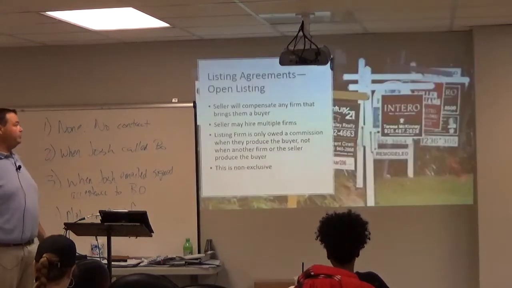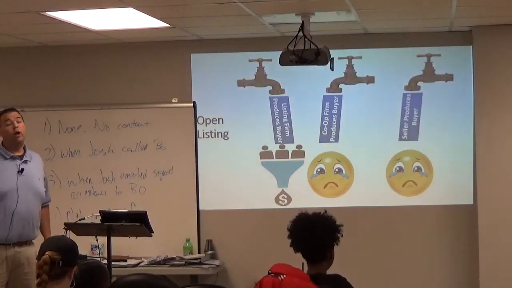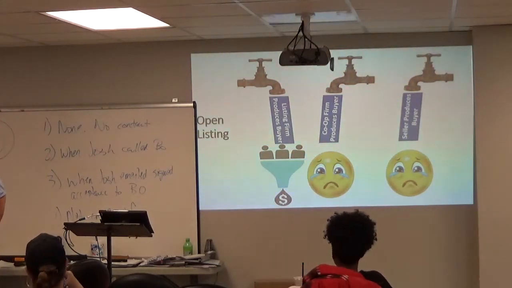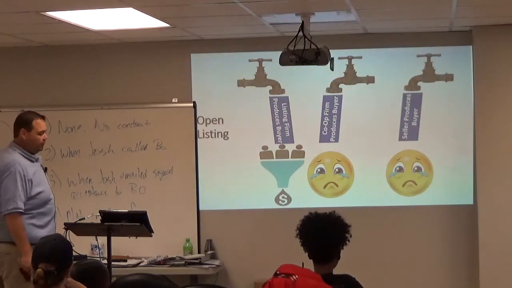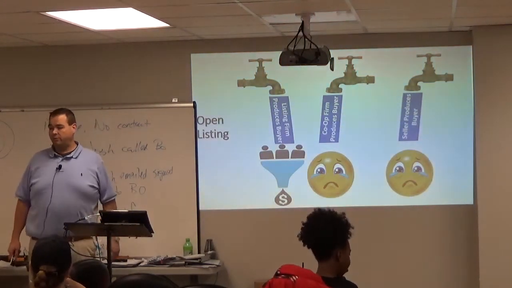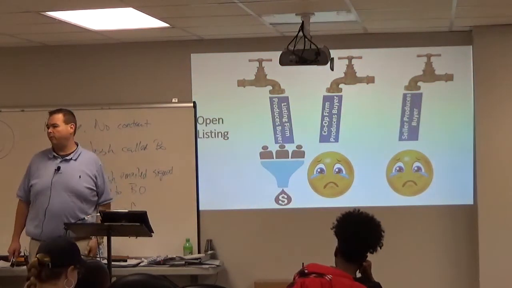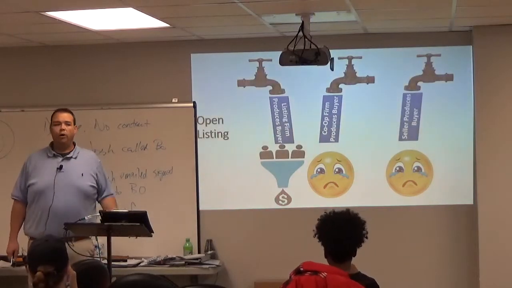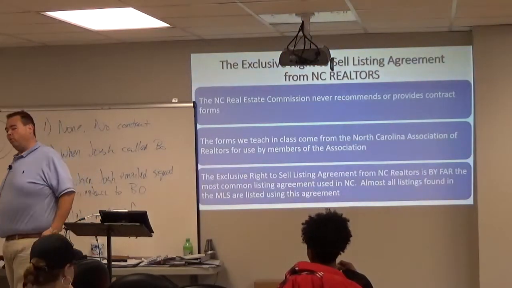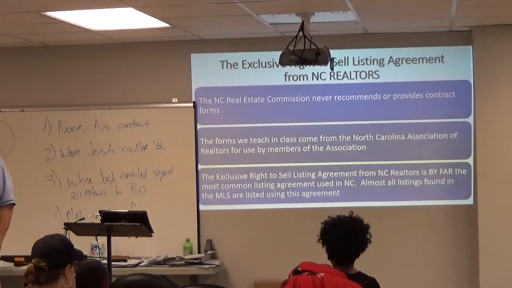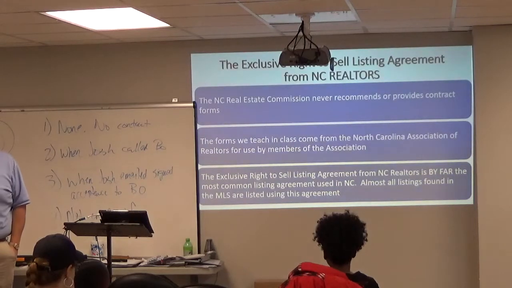And then finally, we got to the open listing. And in the open listing, the listing firm would only get paid under one circumstance. And what is that circumstance? If they produce the buyer themselves, if they sell it. If the buyer comes from any other source, then the listing firm would not be owed a commission. Well, now that we've established those three types, remember I said in the real world, you're only really going to encounter which one? The exclusive right to sell.